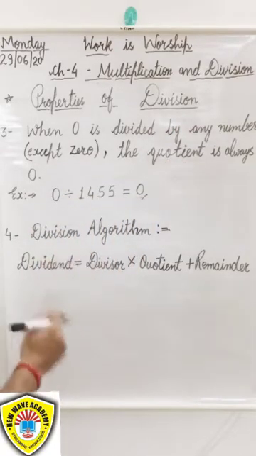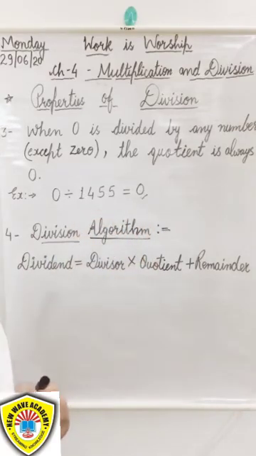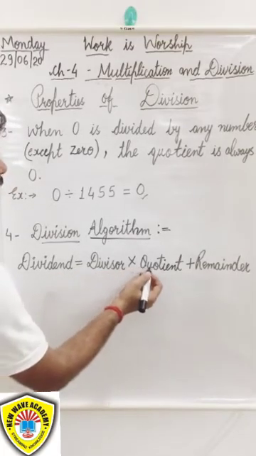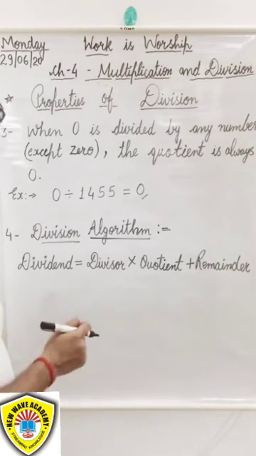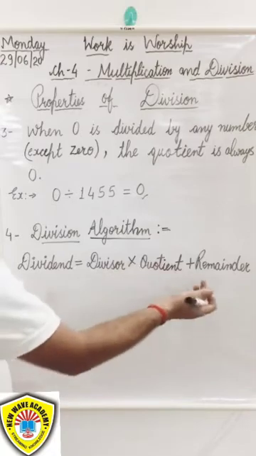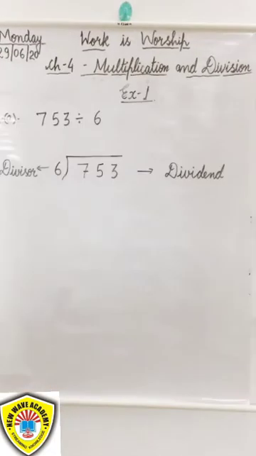Okay. Our next property is division algorithm, and this algorithm is very useful while checking the division. Okay. In this, dividend is equal to divisor into quotient plus remainder. If we want to find the dividend, then we have to multiply divisor and quotient. After that, we will add the remainder to find the dividend. Okay. So students, let us solve some questions of division from the exercise.